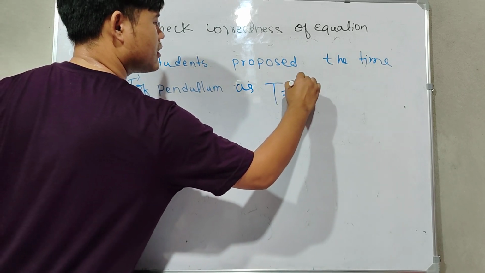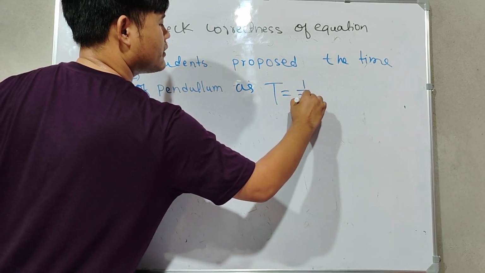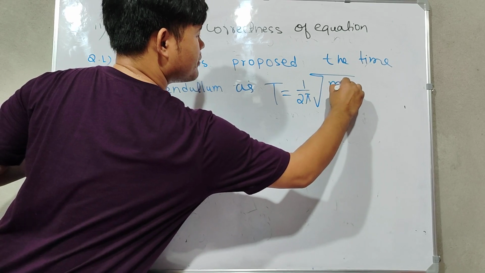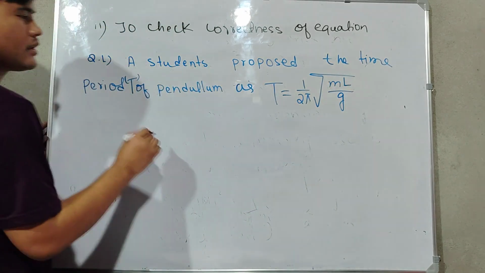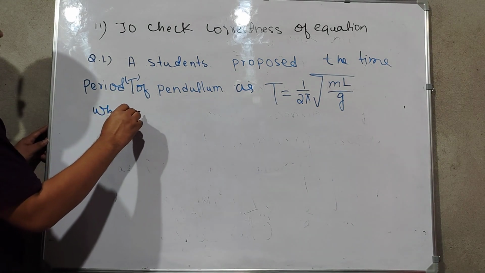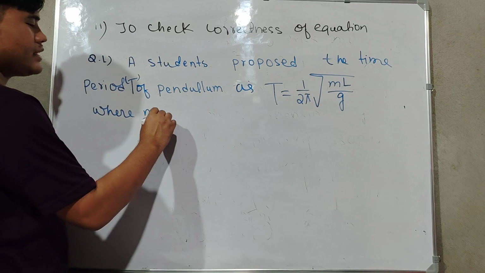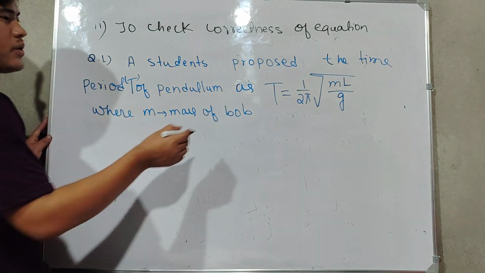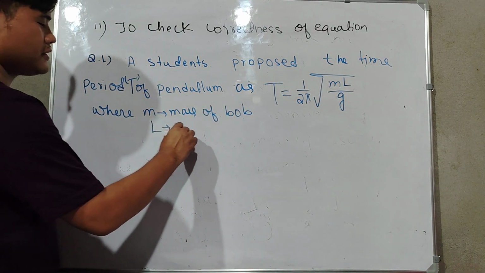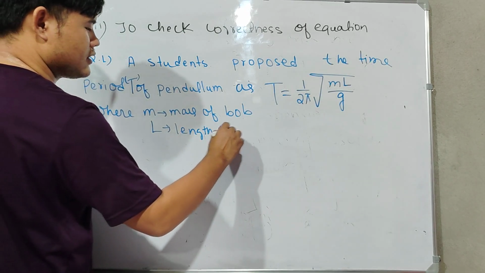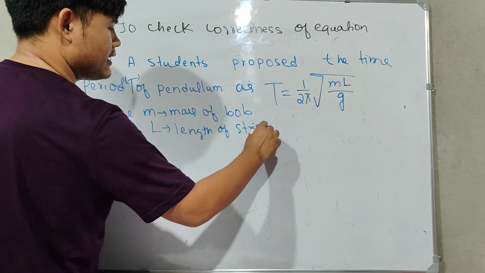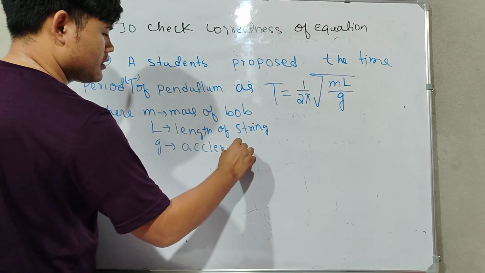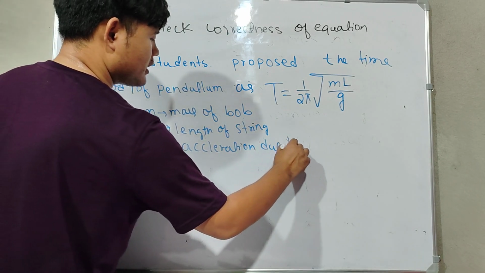T is equal to 1 by 2 pi root over m L by G, where m is the mass of the bob, L is the length of the string, and G is acceleration due to gravity.